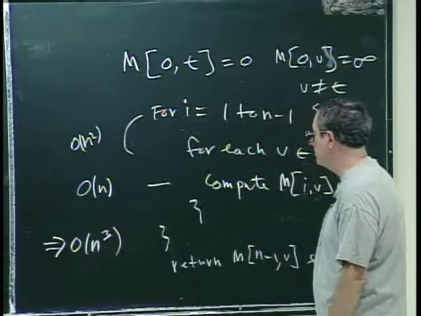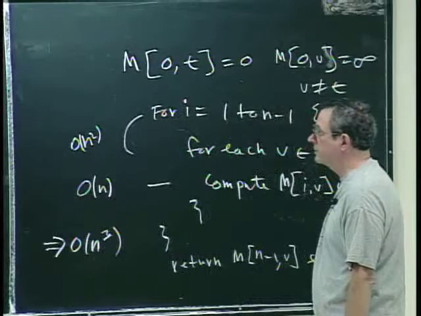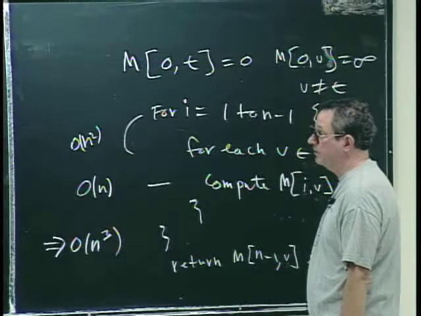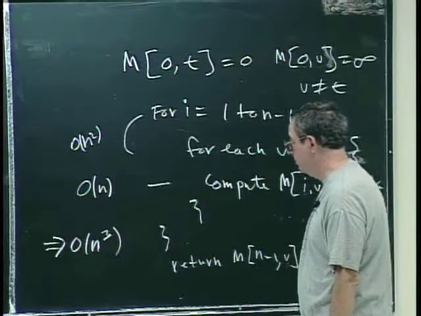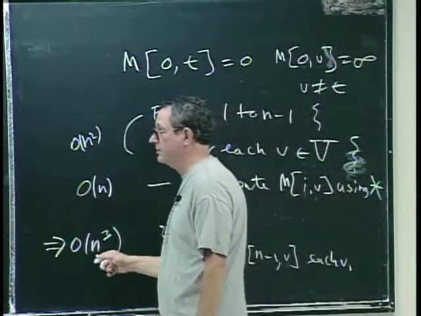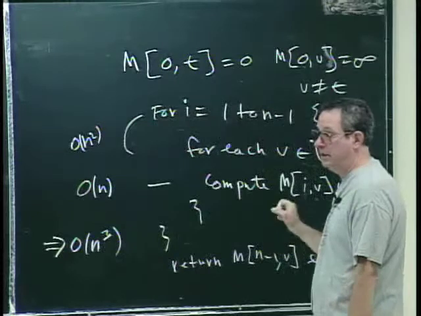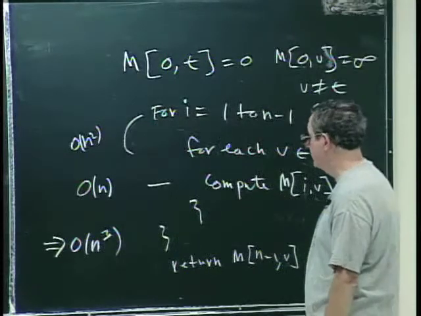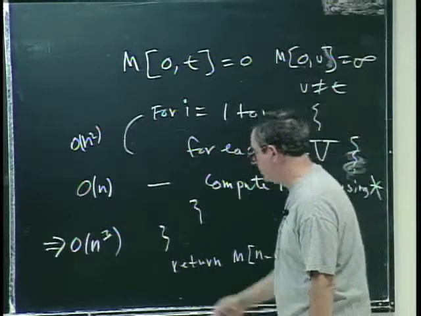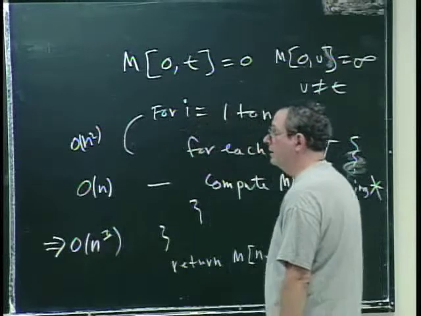Actually, it turns out that we can compute the shortest path between every pair of nodes in n cubed time. But this algorithm doesn't do that. This computes the shortest distance from every node to t. So there's one specific destination t. So we get n cubed there. All right.